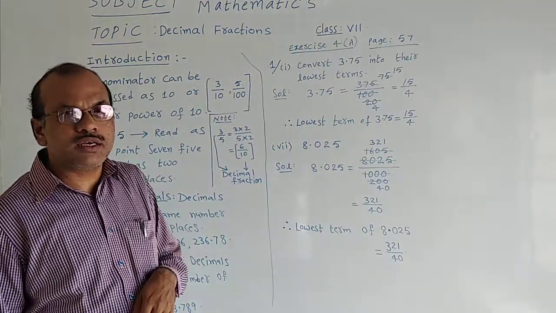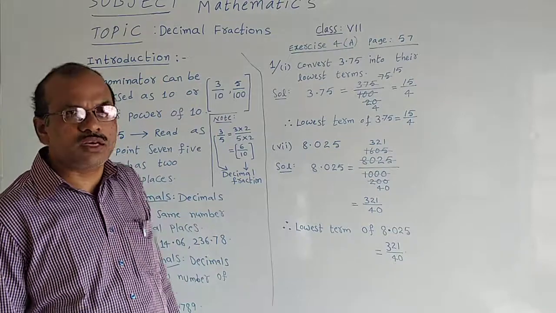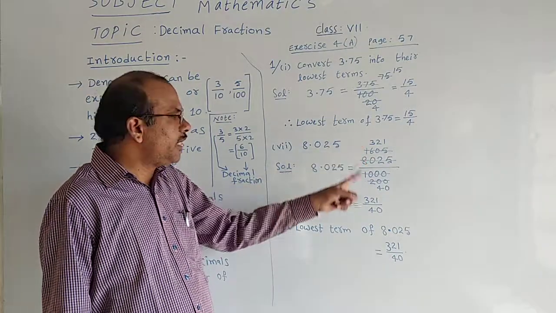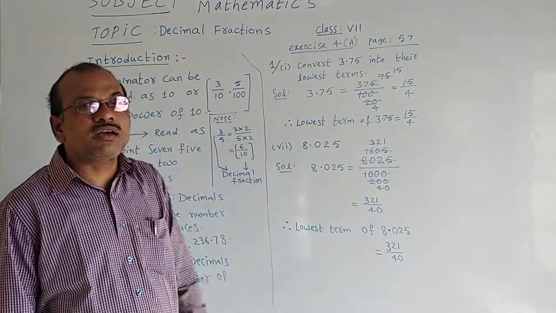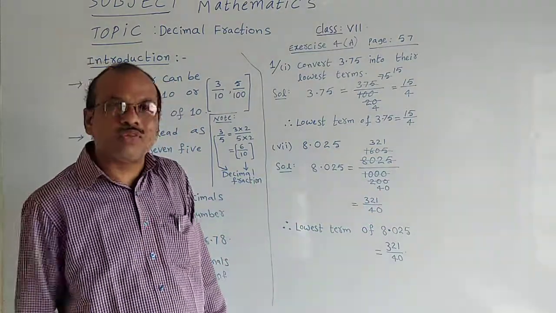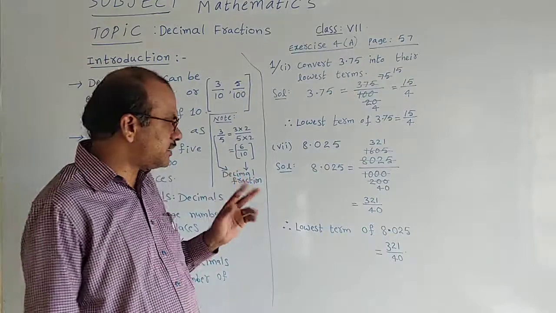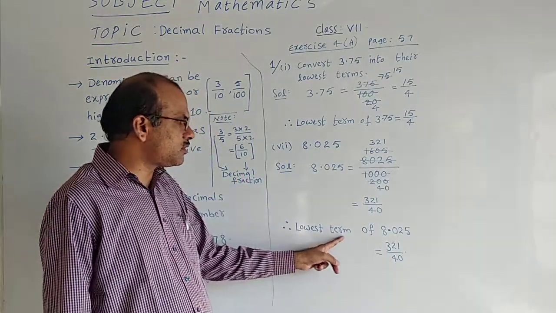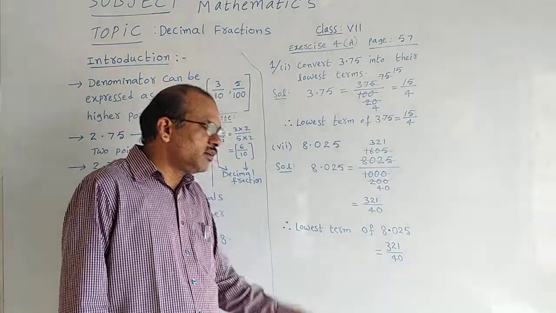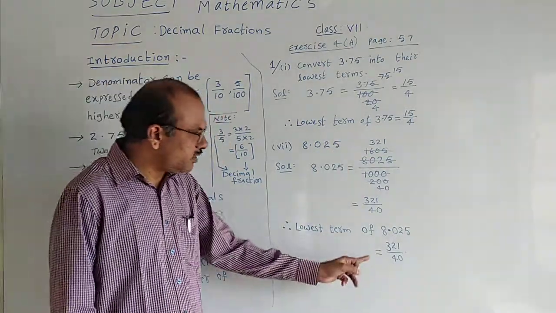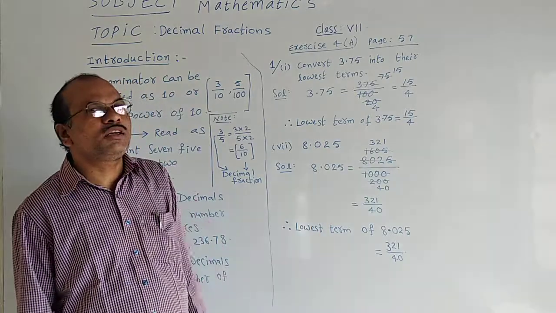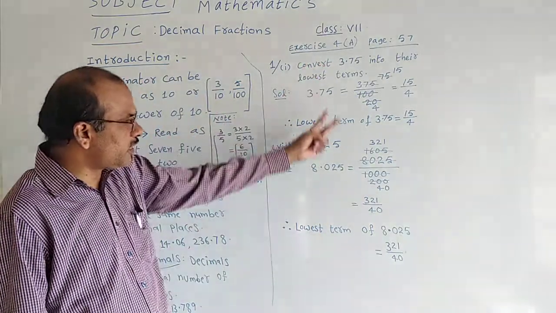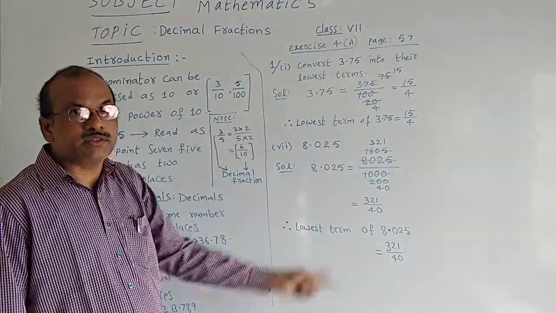You know the cancellation you have learned in the 6th class. That only. Now 321 and 40 do not have any common table to cancel further. So it remains as the answer, 321 by 40. Therefore the lowest term of the given 8.025 is equal to 321 by 40. Is it clear, students? Only this part we have to write in your class.